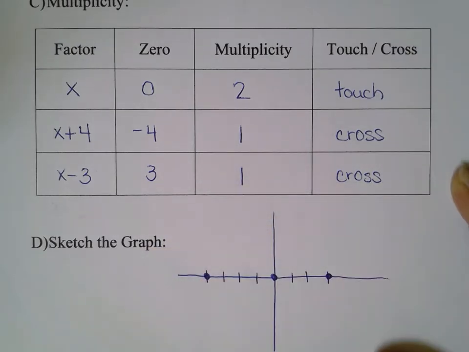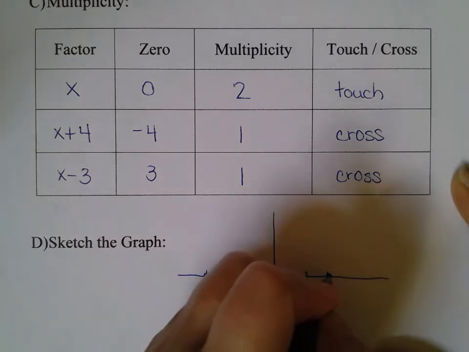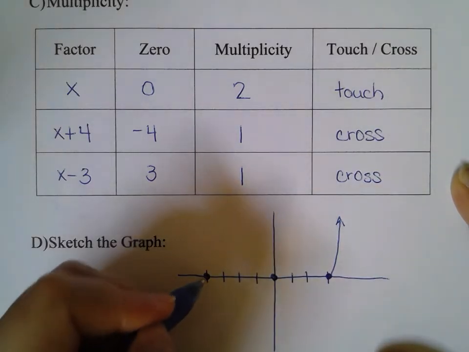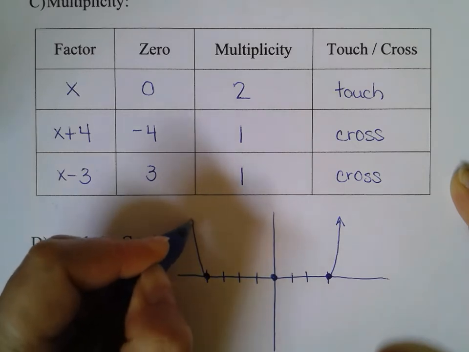So I have zeros at 0, -4, and positive 3. Then we're going to add the end behavior. The end behavior starts at the outermost zeros. So from 3 on, we're going to go up. And from -4 to the left, we're also going to go up.